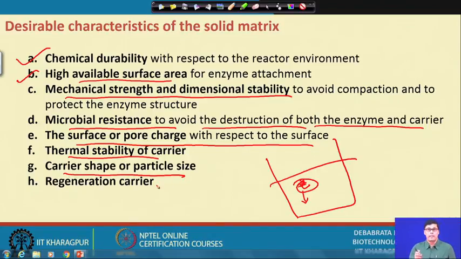We know the spherical shape has more surface area as compared to other solid materials. Now, regeneration of the carrier plays a very important role. Suppose we want to use some kind of solid matrix, maybe it is very cheap, but we might be using it for a single time. But some solid matrices, I can give the example of platinum foil, are very expensive.